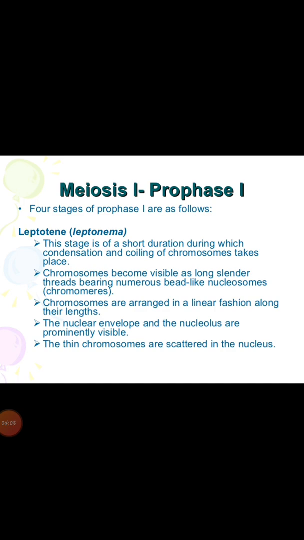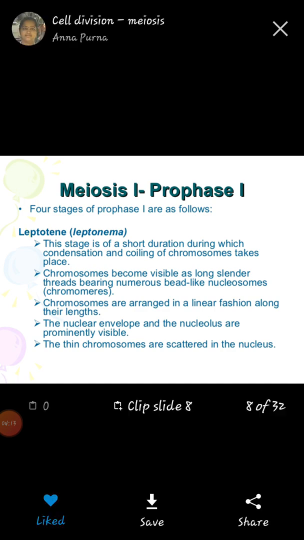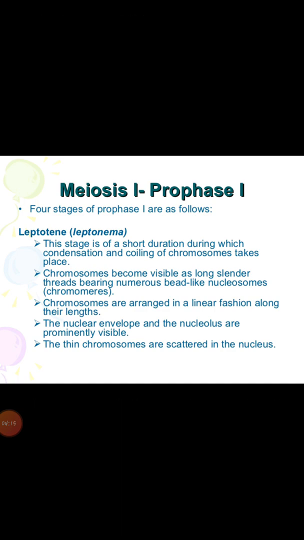Leptotene derives from leptos. This stage is of short duration, during which condensation and coiling of chromosomes takes place. Chromosomes become visible as long slender threads bearing numerous bead-like nucleosomes. Then the homologous chromosomes received from the male and female parent become discernible.